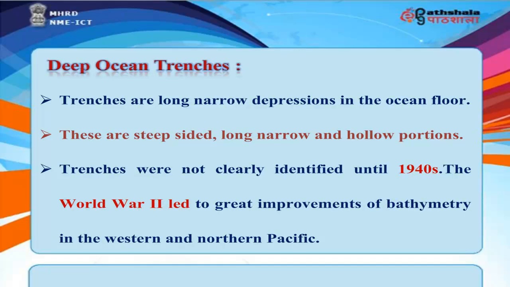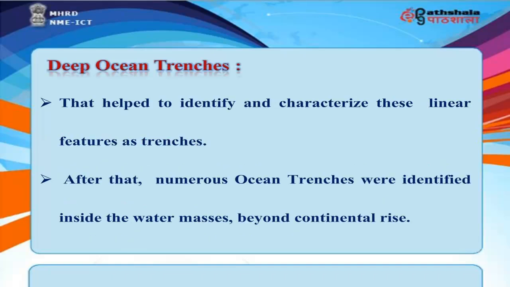Deep ocean trenches. Trenches are long, narrow depressions in the ocean floor. These are steep-sided, long, narrow, and hollow portions. Trenches were not clearly identified until the 1940s. World War II led to great improvements of bathymetry in the western and northern Pacific. That helped to identify and characterize these linear features as trenches. After that, numerous ocean trenches were identified inside the water masses beyond the Continental Rise.